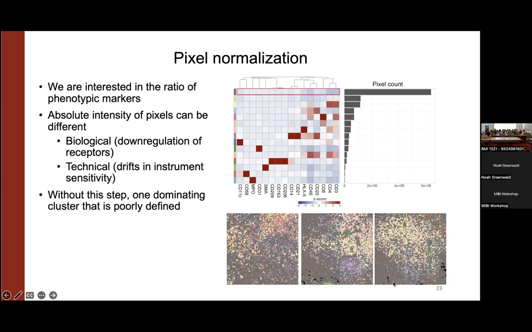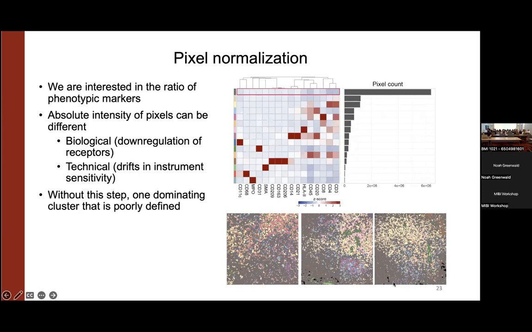Because of these reasons, the absolute intensity of the pixels can be different, but they may represent the same phenotype. So for instance, if you have a T cell that after activation downregulates CD3, a very bright CD3 cell and a very dim CD3 cell, they're both T cells. You want to identify them as T cells. But if we leave out this step, then we get a very high expressing CD3 cluster and a very low expressing CD3 cluster. And without this step, we see that there's one dominating pixel cluster that is clearly defined, as outlined in the box up there on the right.